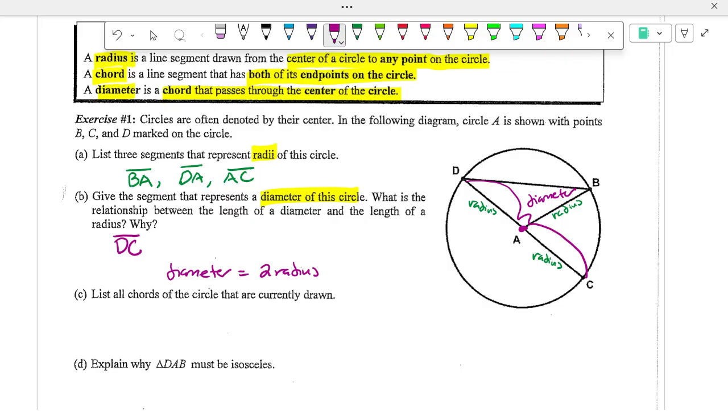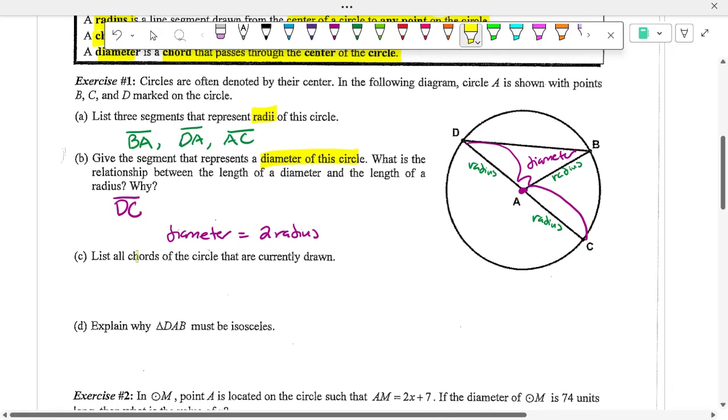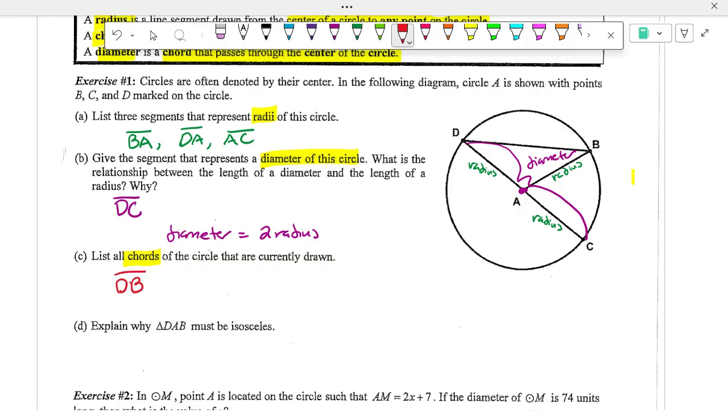Now, we're going to list all of the chords. So remember, a chord is a segment where both endpoints are on the circle. So someone raise their hand and tell me one chord. Someone who has not talked yet. Paula. DB is a chord. Someone else, raise your hand. Not DA, not quite. Jason. Nope. Ziamara. Wait, is it AC? DC? DC, good.